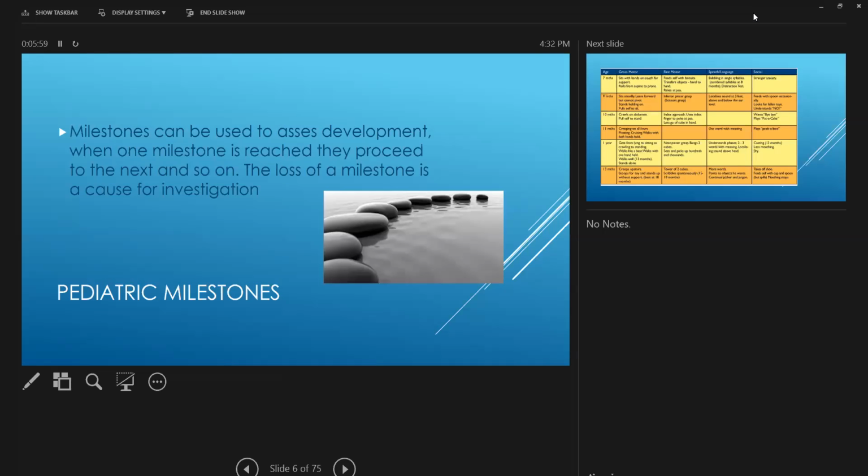So here's just that idea of those milestones. Milestones are used to assess development.